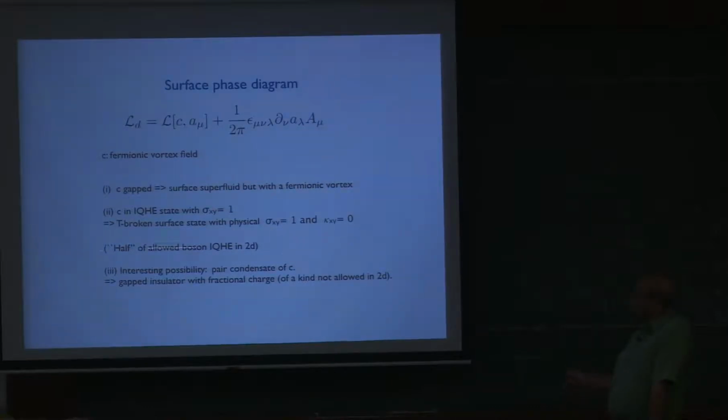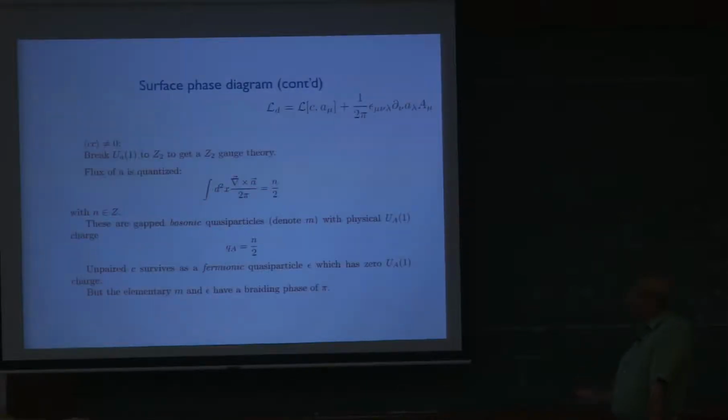Right, so now let's discuss the state. In some sense, this is the most interesting surface. These two are symmetry broken, so let's discuss this state. This is the Lagrangian. Now, if you condense CC, since C is charge 1 under this U(1) gauge field, condensing CC breaks U_A(1) to Z2, and you get a Z2 gauge theory.